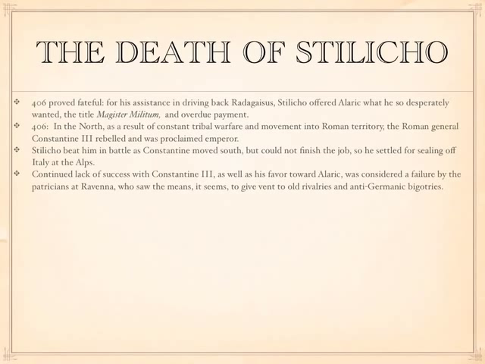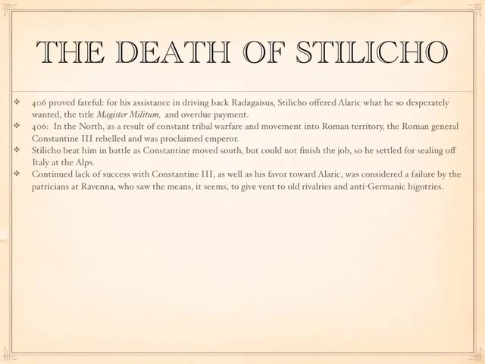Continued lack of success with Constantine, which means he wasn't taking back the territory, as well as his favor toward Alaric, was considered a failure by the patricians at Ravenna. Ravenna is, of course, where the real government in the Italian peninsula is. Rome is just a symbolic backwater at this point.